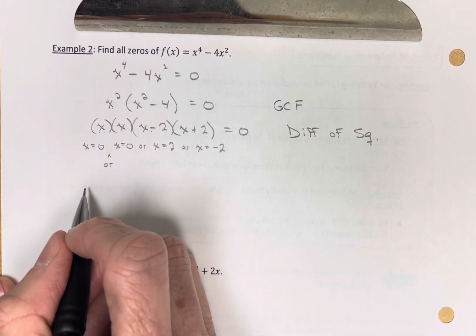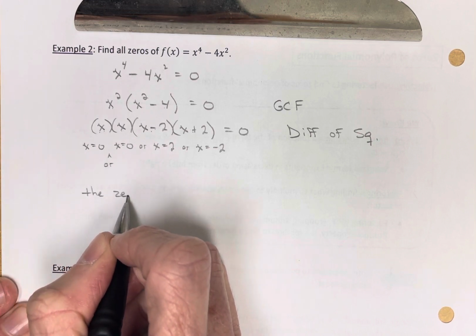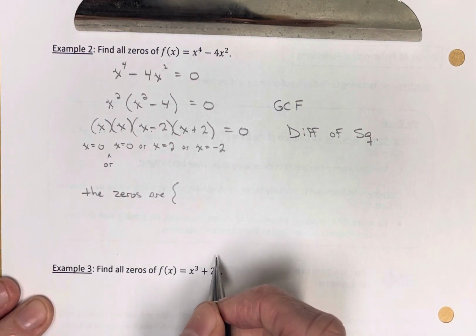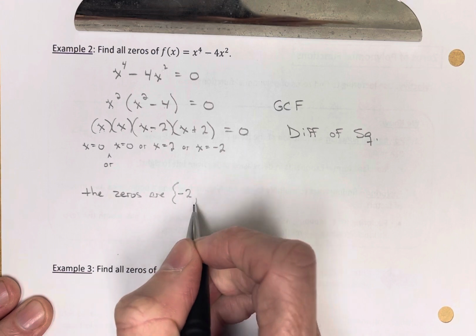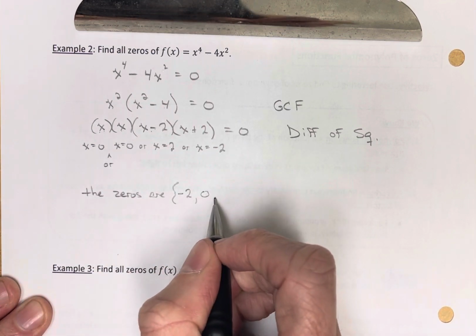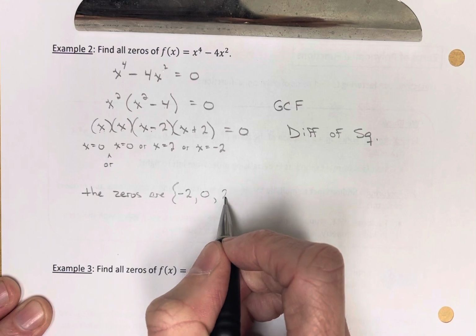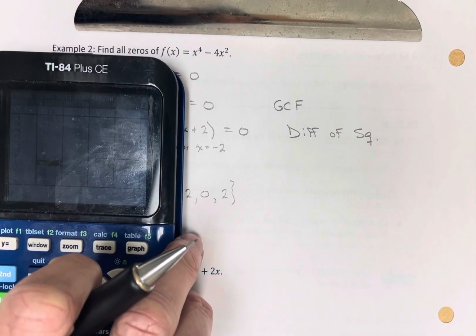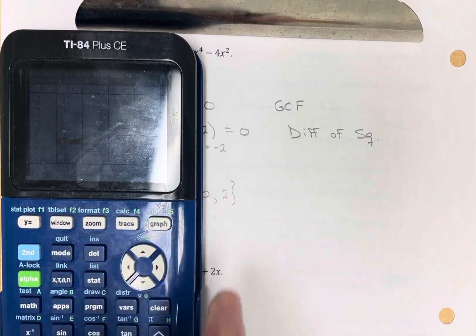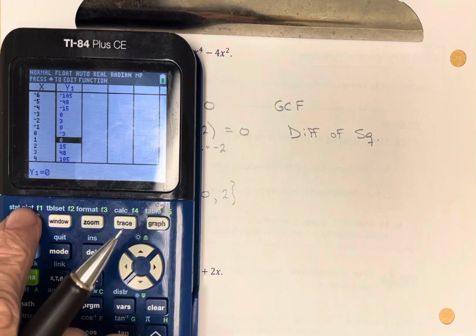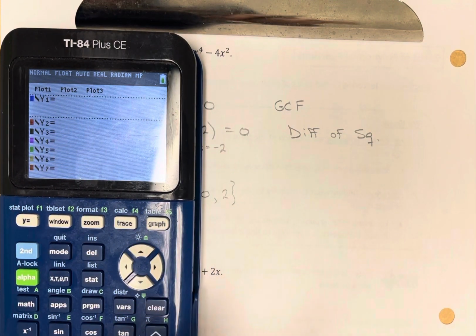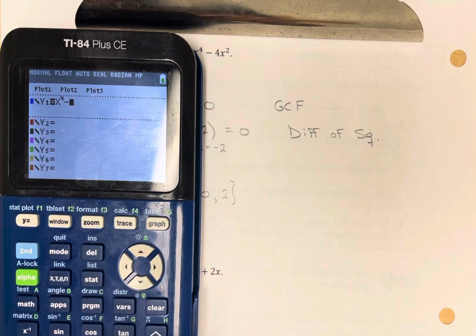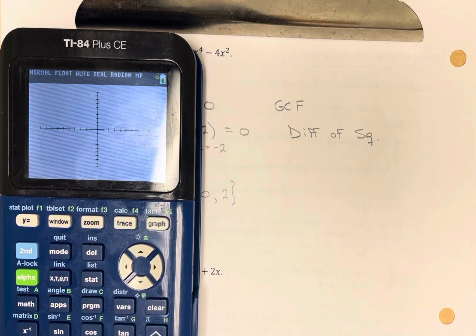So what are my zeros? And again, I'll put them into a bracket solution set, and I'll go from least to greatest: -2, 0, and +2. This 0 occurs twice, so I'll just write it one time. This is my set of zeros. Let's look at the graph and see them on there. Okay. So go back to my y equals and clear out what I had. This is x to the 4th minus 4x squared. I'll graph that.